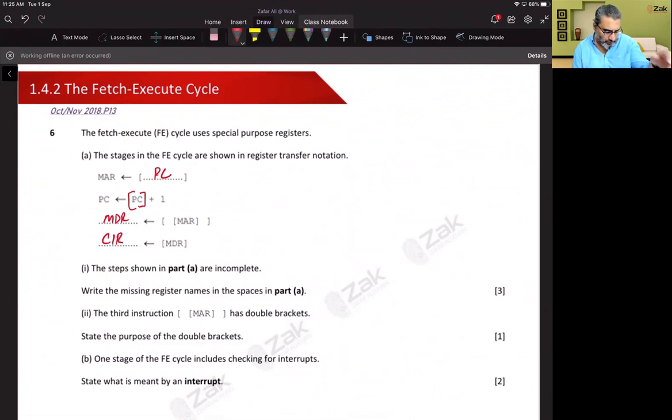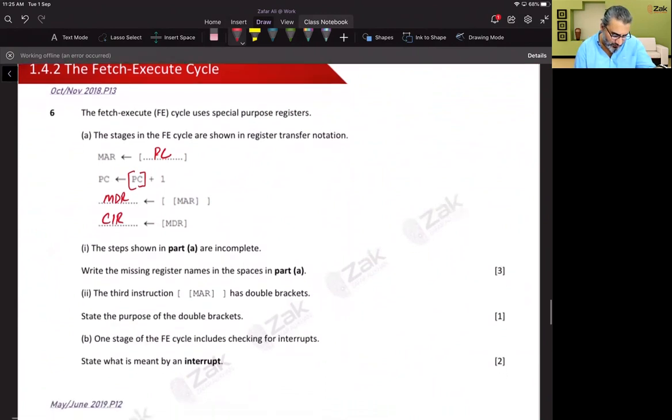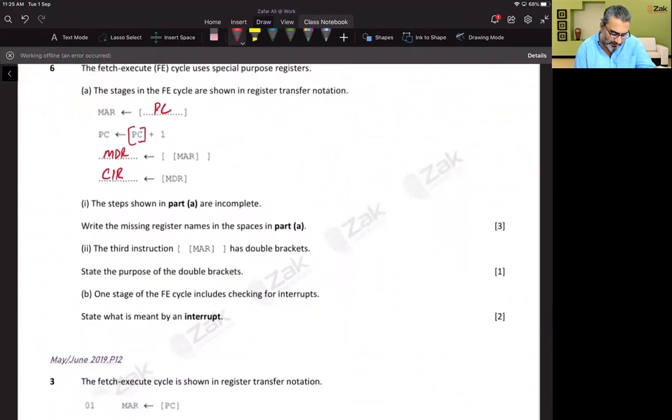All right, the steps shown in part A are incomplete. Write the missing registers. We have done it. The third instruction has double brackets. State the purpose of the double brackets.